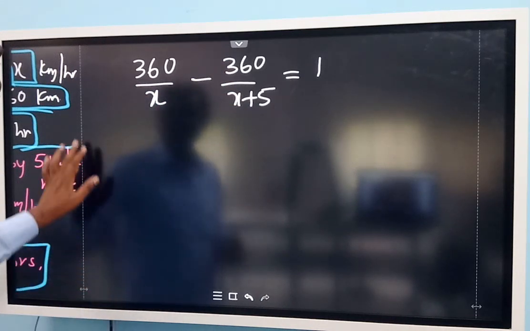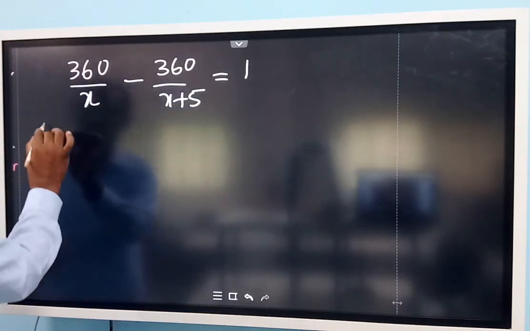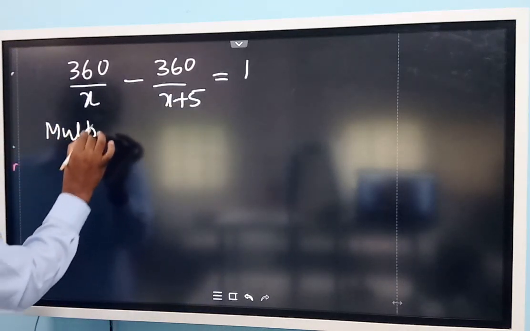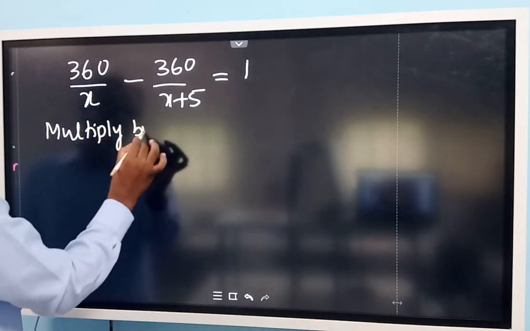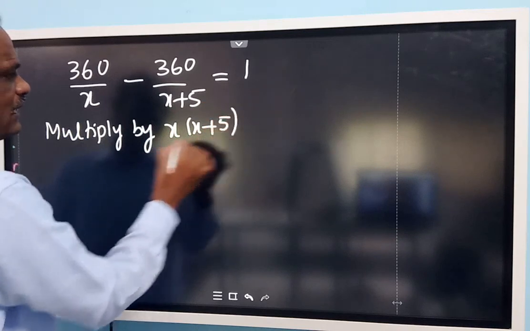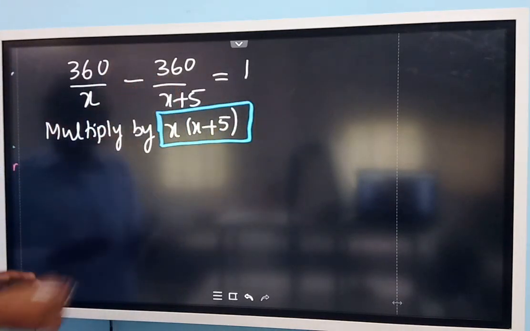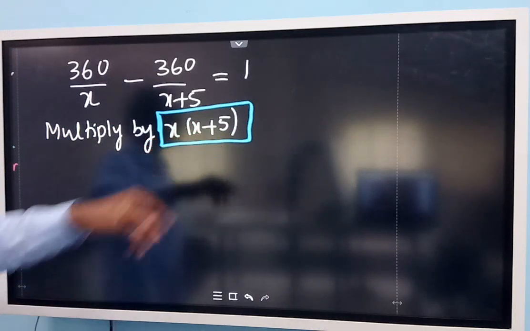We have to convert this into standard form. So let us convert this into standard form. Multiply by the LCM, we will take x into x plus 5. The entire equation should be multiplied by this term. Complete equation you multiply by x into x plus 5.